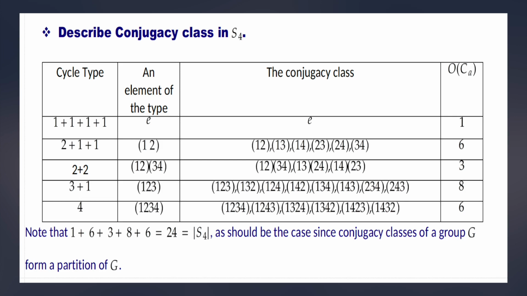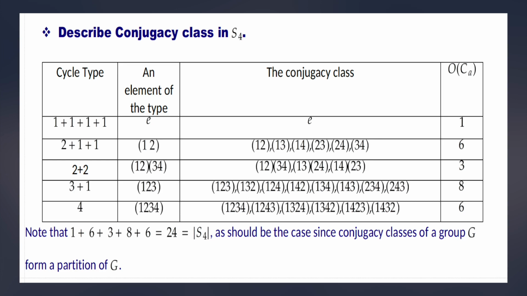The cycle type is 4. Then, the element of this type is the cycle (1 2 3 4). What is the conjugacy class? (1 2 3 4), (1 2 4 3), (1 3 2 4), (1 3 4 2), (1 4 2 3), (1 4 3 2). How many elements? Yes, you are right. There are 6 elements. So, the order of C(a) is 6.